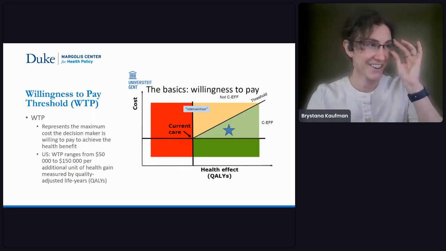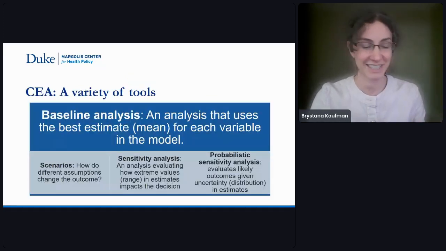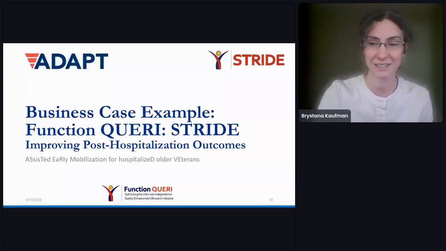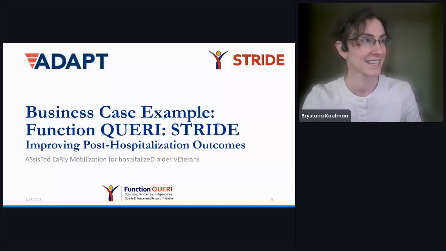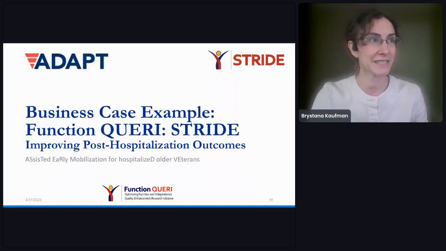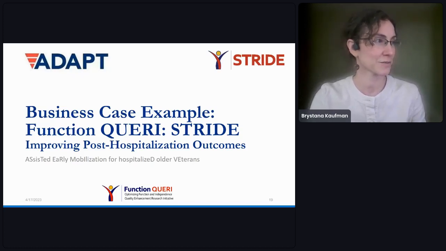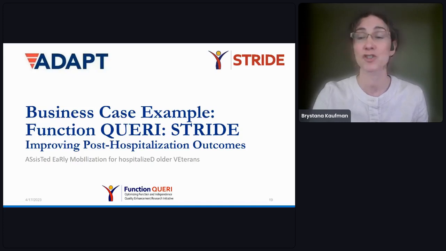All right, so I wanted to set all of that up so I could give a couple of different examples from my own work, but I'll roll through these kind of quickly, but we can come back to any of these in questions if you like. So first, an example of a business case analysis. I did this work in the VA with the Durham Function Query program, and we were assessing an intervention to improve post-hospitalization outcomes for veterans called the Assisted Early Mobilization for Hospitalized Older Veterans, or STRIDE for short.